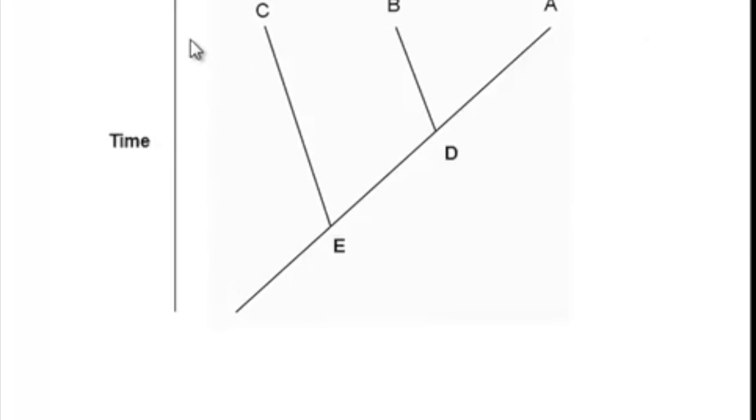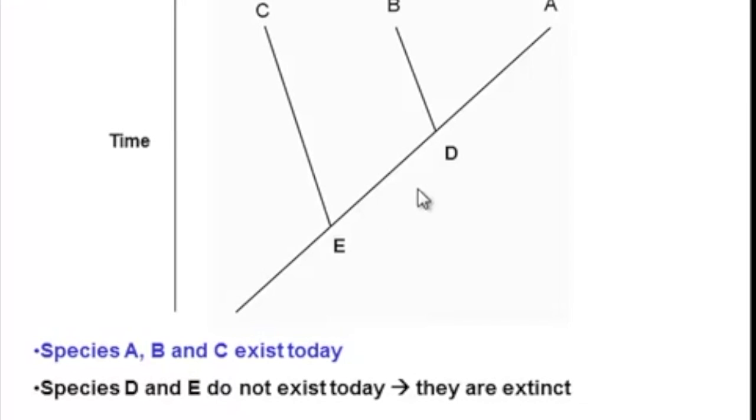An important thing to remember is that time is always implied in these diagrams, even if it's not shown. So these organisms lived a long time ago. These organisms are present day. So A, B, and C exist today, whereas D and E have gone extinct because they're not at the end of the timeline. Something else we can infer from this diagram is that species D is the most recent common ancestor of A and B.